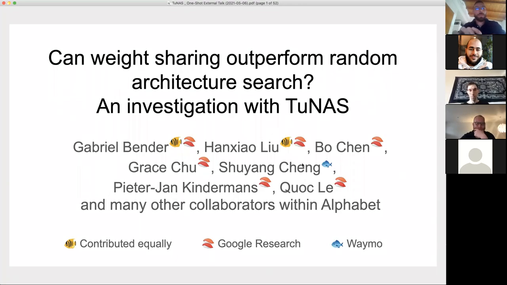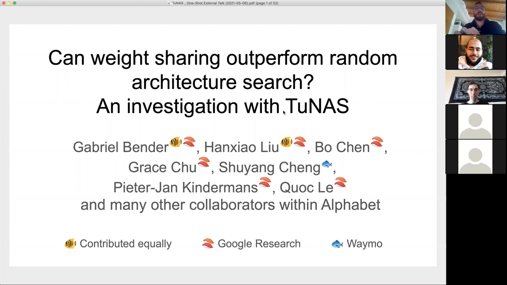Okay, thanks a lot for joining today. So we have here Gabriel Bender from Google Brain. He will speak about his work on weight sharing. The title, as you can see, is Can Weight Sharing Outperform Random Architecture Search? An Investigation with TuNAS.